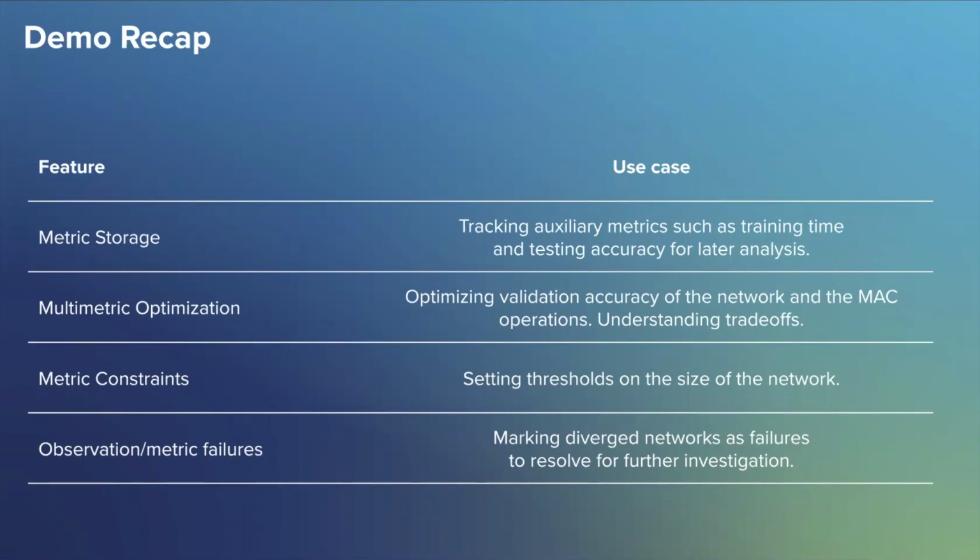That indicates to SigOpt to only suggest, to give me more networks that satisfy this constraint. And with observation or metric failures, I can mark diverged networks as failures to resolve for further investigation.